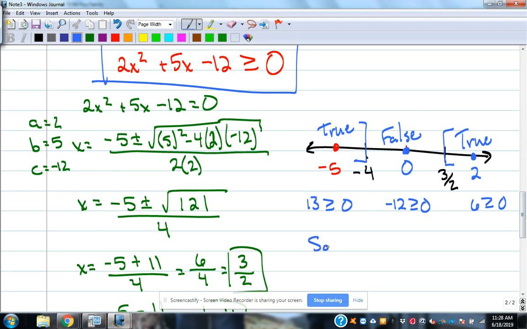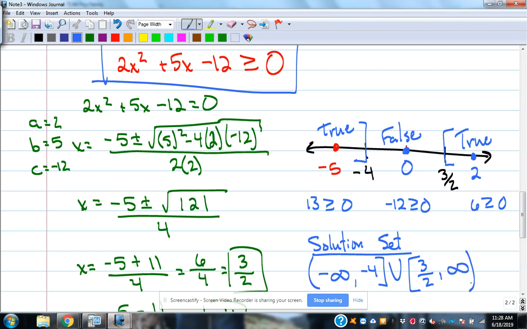So the solution set for this: negative infinity up to negative 4 with a square bracket, U for union, because we're skipping all these numbers in between. So that's the U. That's what's skipping those. Square bracket 3 over 2 to positive infinity. That's how you would write the solutions to that particular problem.